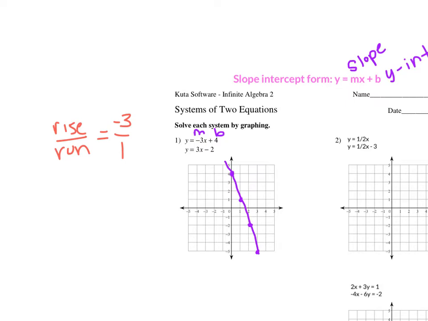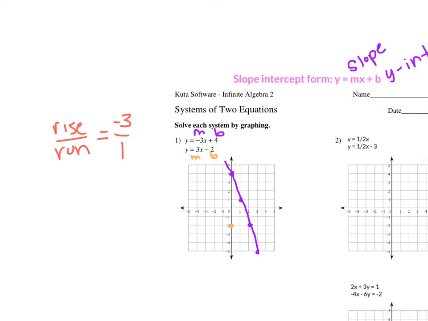Alright, now I need to tackle that second equation. So my m is 3, my b is negative 2. It's already in slope-intercept form, so I'm ready to start graphing. Begin with b. Begin with negative 2. That's your y-intercept. So on my y-axis, I go down to negative 2 and plot a point.